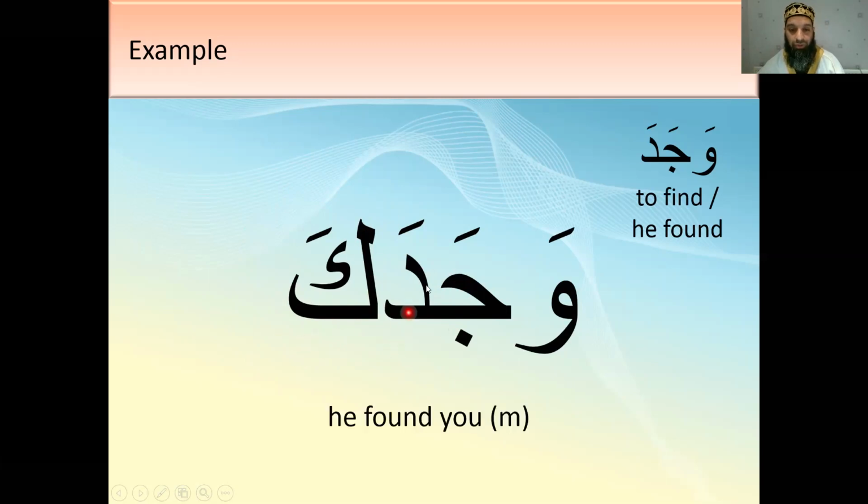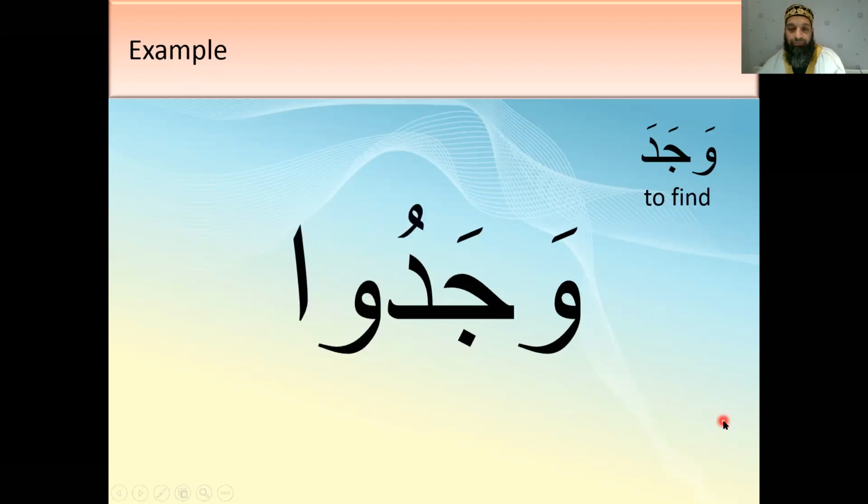This is the beauty of Arabic. You might get one long word, but it's consisting of a few different words put together to make it one. This is like two words. Wajada is he found. Ka is you. Wajadaka, he found you. Are you happy with that? Yes. Okay. Next one. Wajadu. They all found. Excellent.